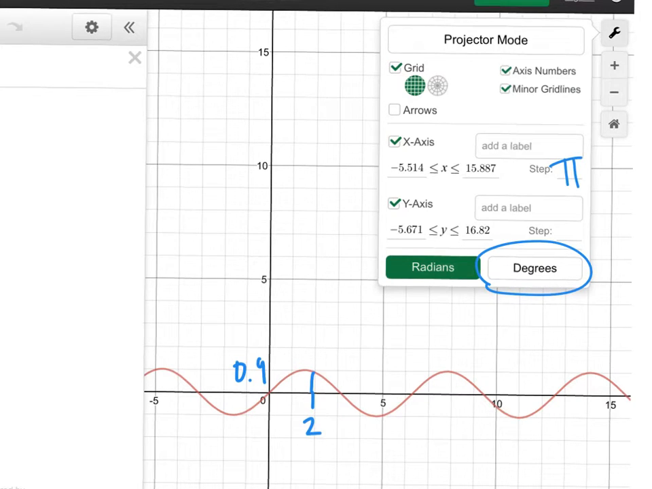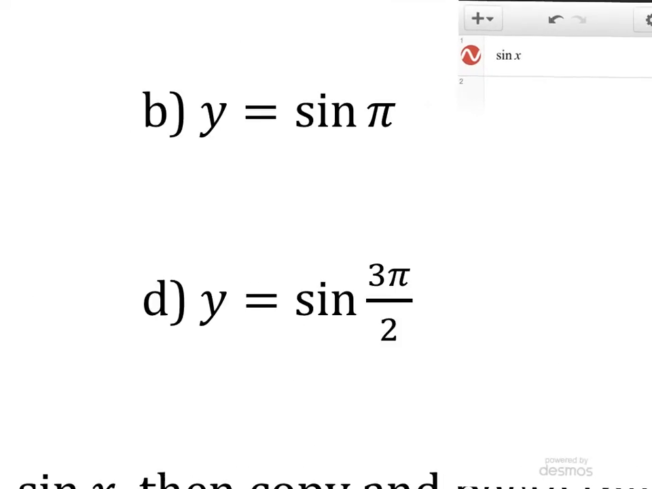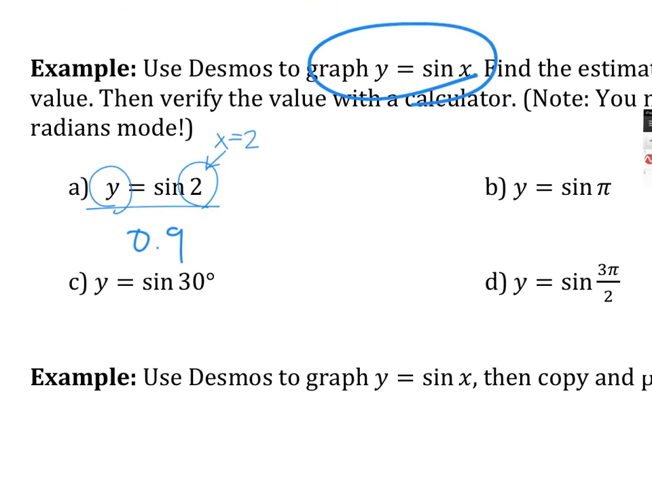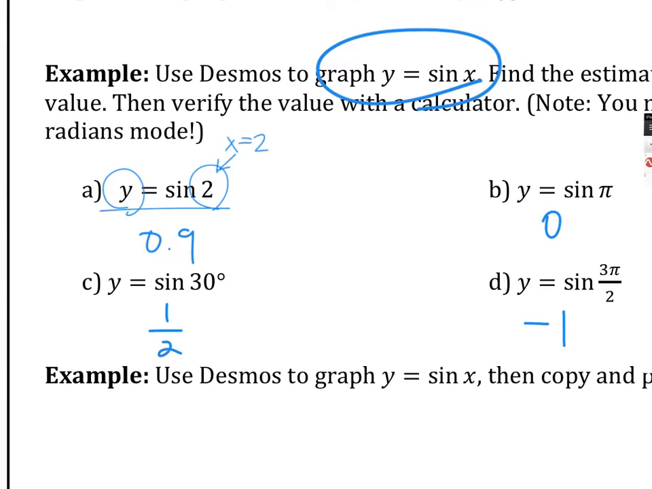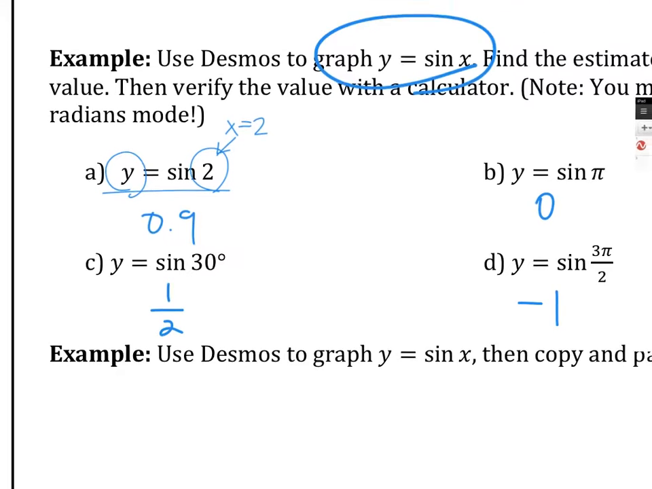Okay, so go ahead and do the other 3, pause the video, do the other 3, and then come back and check your answer. Okay, so hopefully you got the correct answer. Now, of course, the other way to do this is just look at your unit circle. It will give you the exact same numbers.